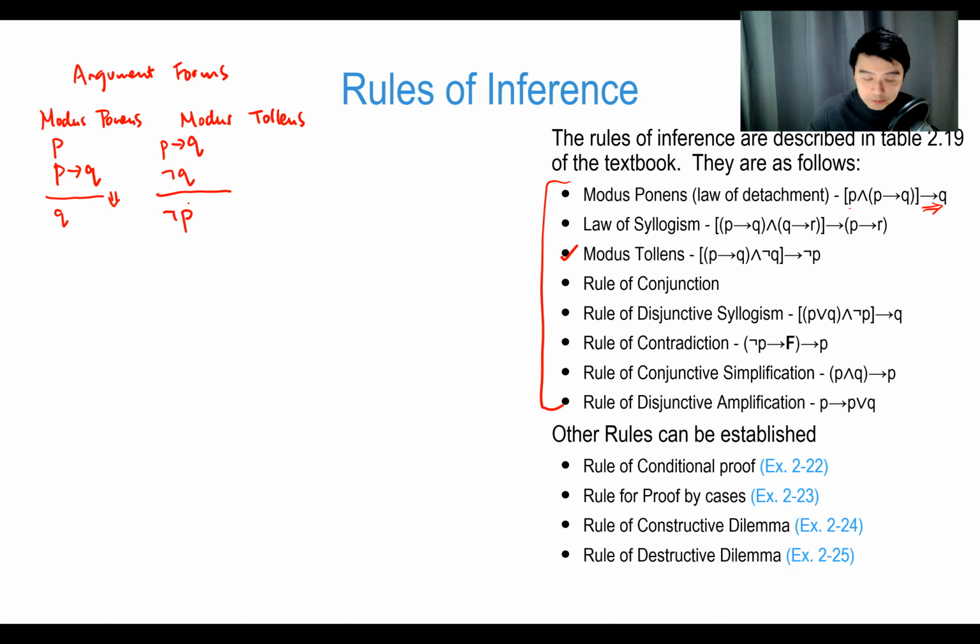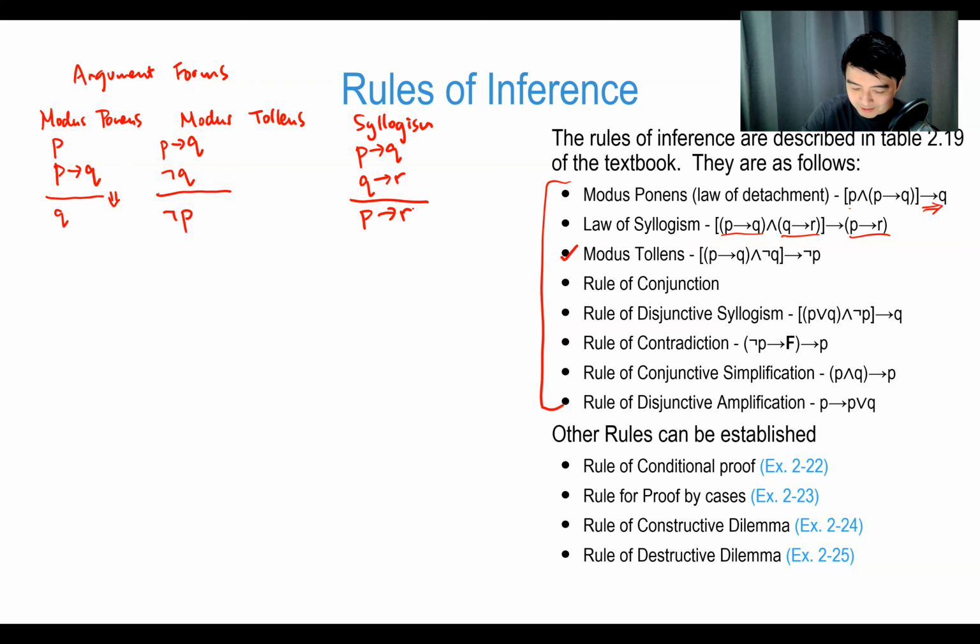Okay, next one. We also have one called syllogism. Syllogism is a little bit more complex, but syllogism says P implies Q and Q implies R allows us to conclude that P implies R. Okay, if I'm taller than 6 feet, then I'm taller than 5 feet. If I'm taller than 5 feet, then I'm taller than 4 feet. So therefore, in conclusion, if I'm taller than 6 feet, then I must be taller than 4 feet.